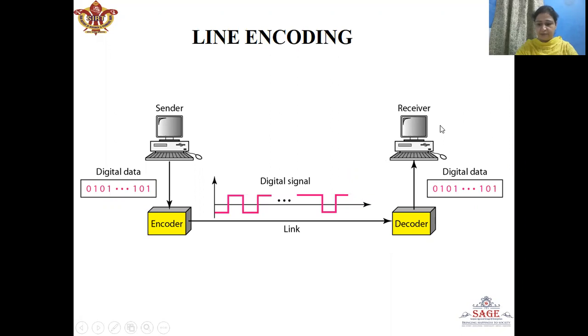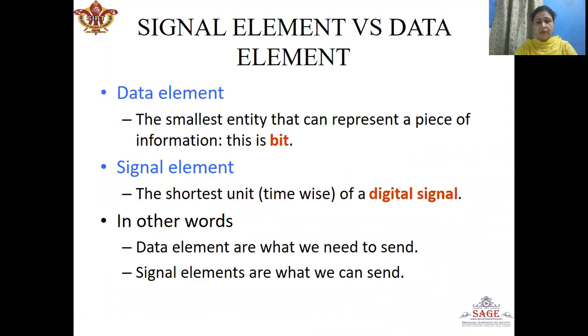the receiver computer. Now, before dealing with the line encoding techniques, we should know some basic definitions like signal element and data element. Data element is the smallest entity that can represent a piece of information, which is normally a bit, whereas a signal element is the shortest unit of a digital signal. We can say that the data elements are what we need to send, and signal elements are what we can send.